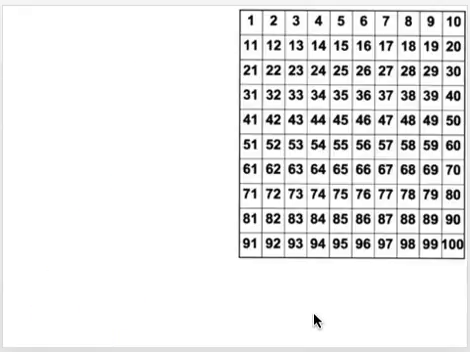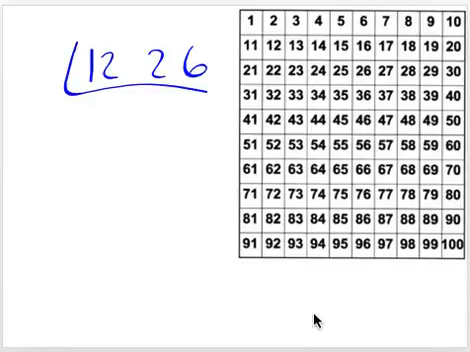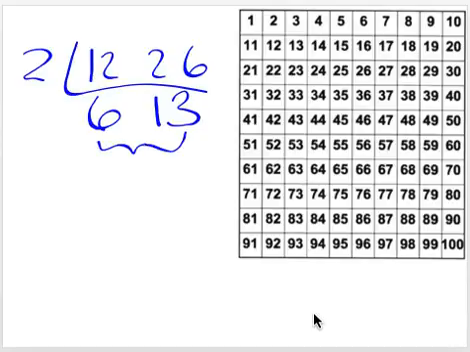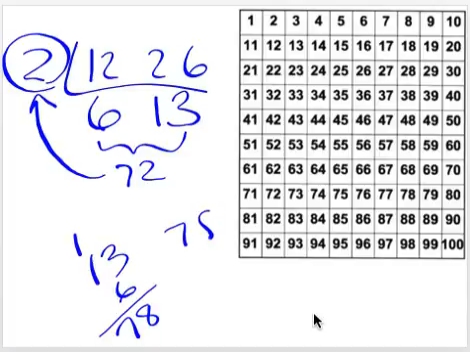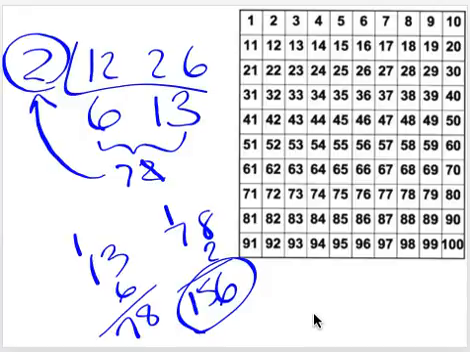And then, if you tried 12 and 26, let's take a look. 12 and 26 can both be divided by 2. I cannot divide 6 and 13 further. So 13 times 6 is 78. But that would be the LCM for 6 and 13. I need to multiply by 2 to get 12 and 26. So 78 times 2 is 156. So the LCM of 12 and 26 is 156.